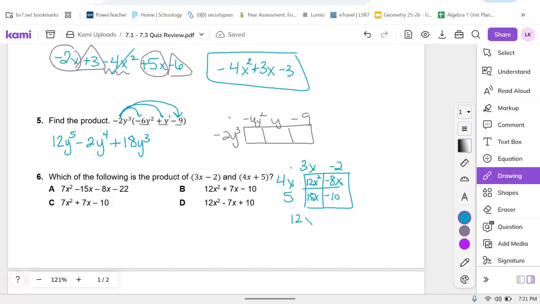So when I rewrite this, I have 12x squared, combine my like terms, so 15x plus negative 8x is going to be 7x minus 10. So your answer is B.